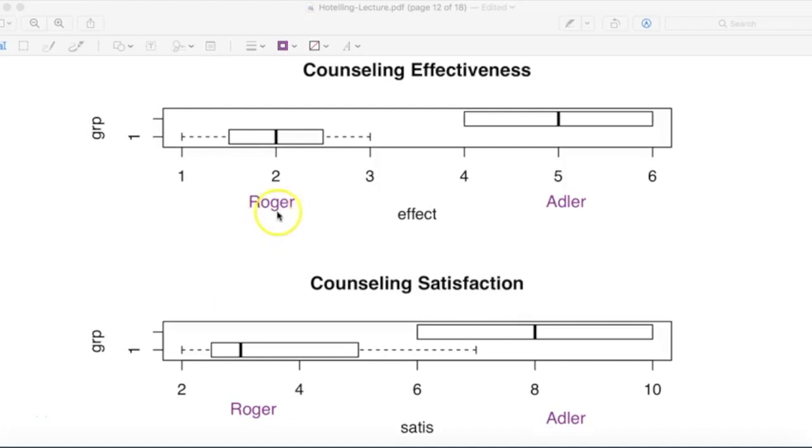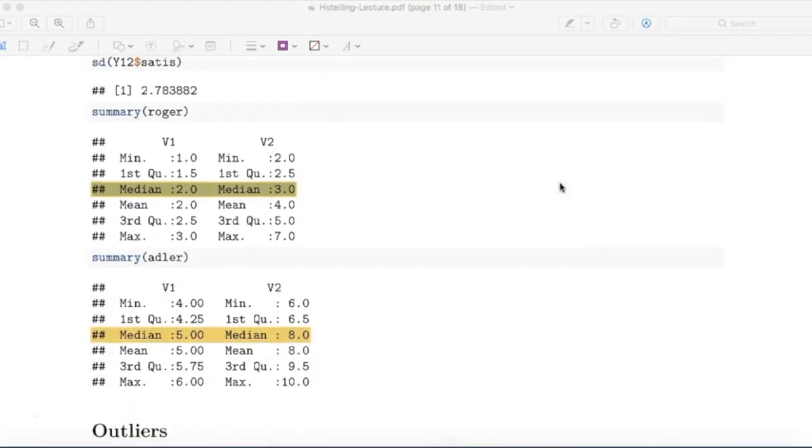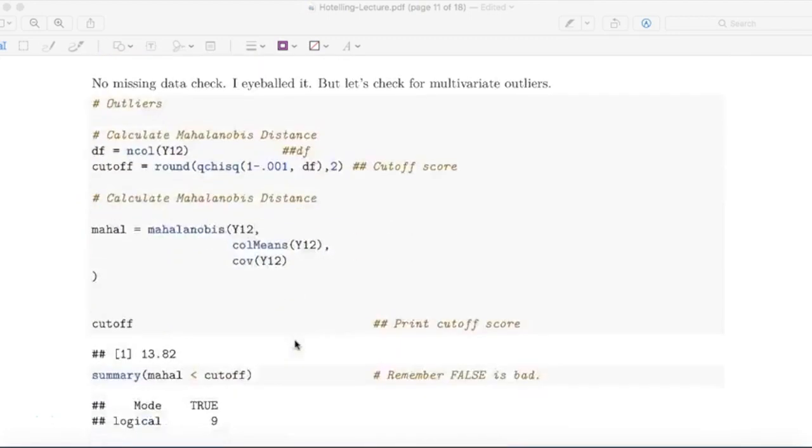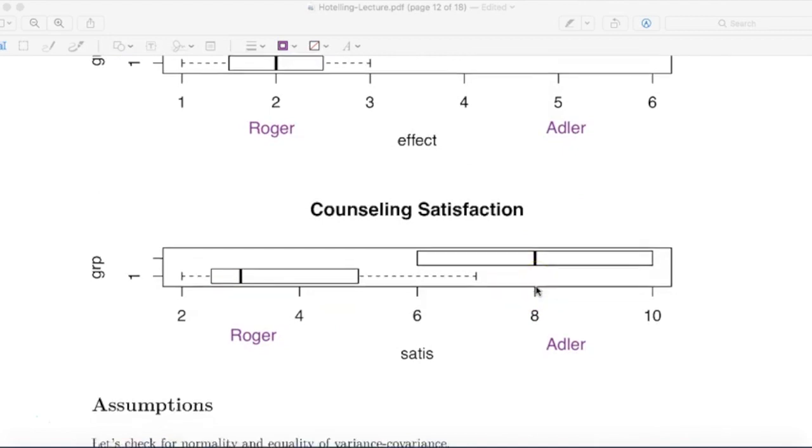I went ahead and added the labels so that you know which type of counselor you have in this graph. Remember that for a box plot, this line usually represents the median. So for counseling effectiveness, I know that the median for Roger is 2, and I know that the median for Adler is 5. How do I know that? Let me scroll up. Here it is. So median 2, 5, median 3, and 8. Let me scroll down now. Yeah, between 2 and 4, and definitely 8. That's how I knew which one was which.